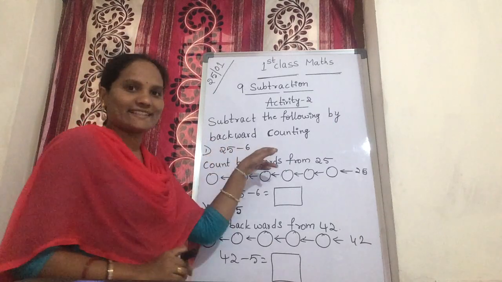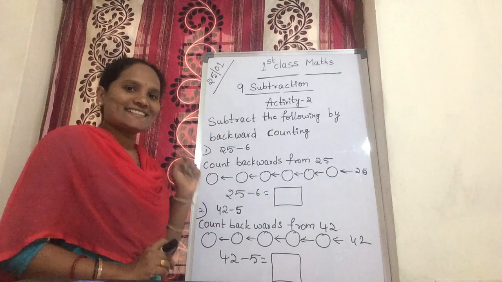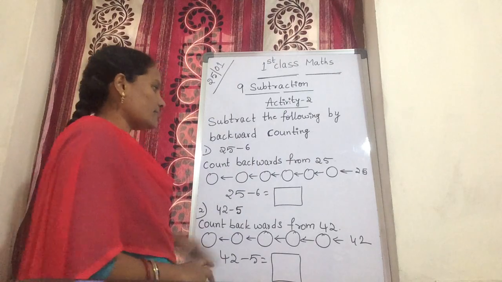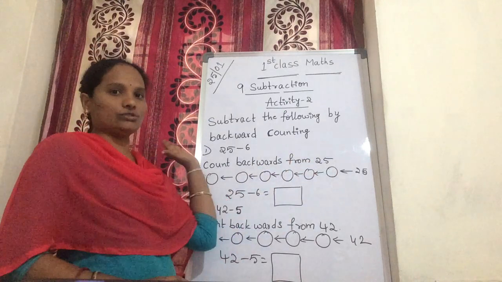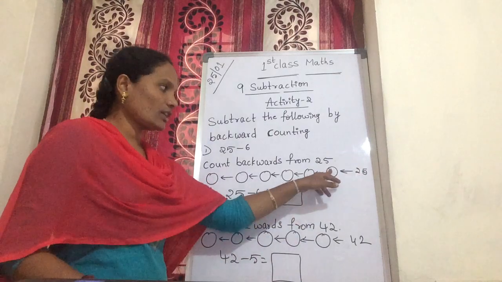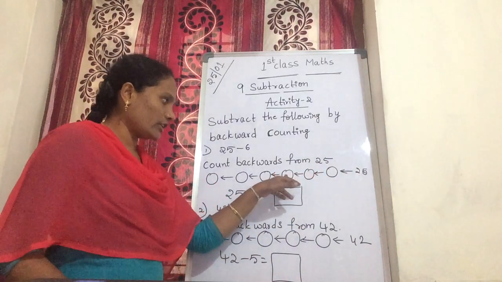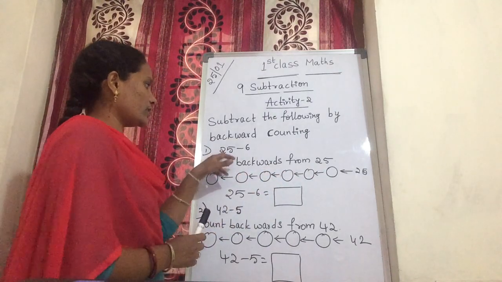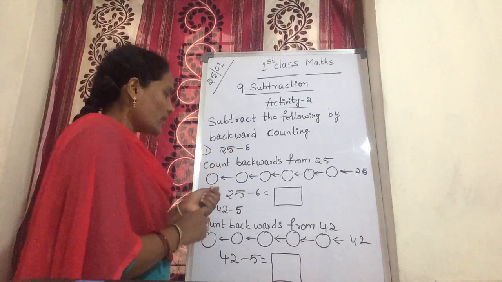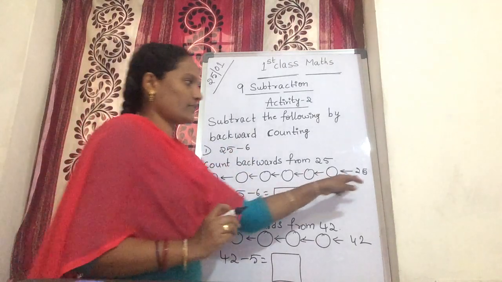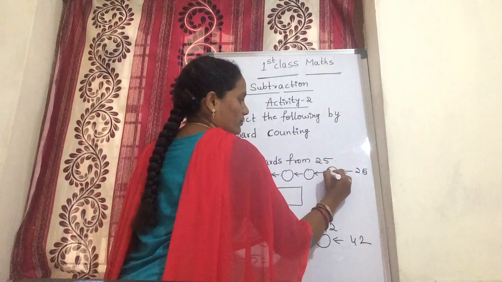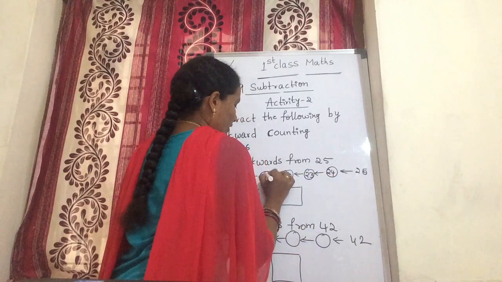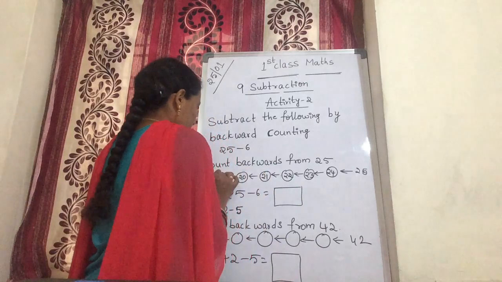Now 25 minus 6. Count backwards from 25. You are counting from where it is, Amma? 25 backward. So means 25, 24, 23, 22, 21, 20 and 19. What is that? 25 minus 6. You are counting backward from 25: 25, 24, 23, 22, 21, 20 and 19.